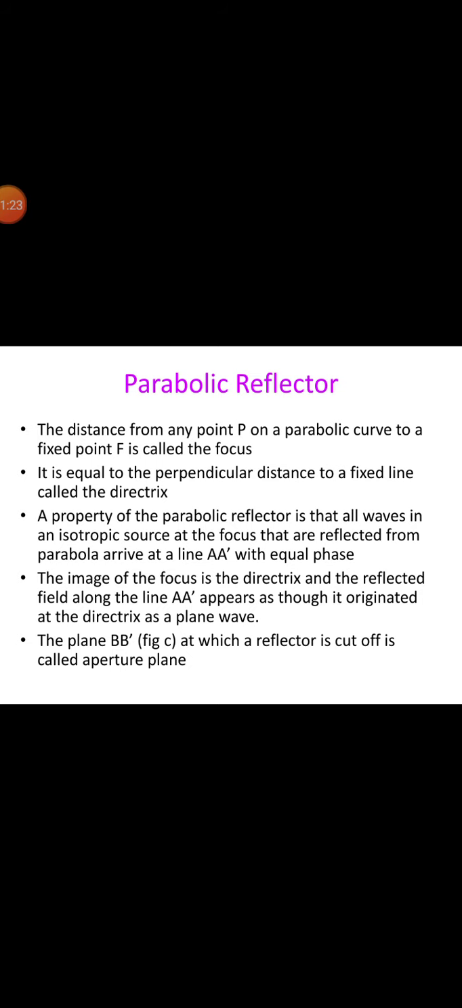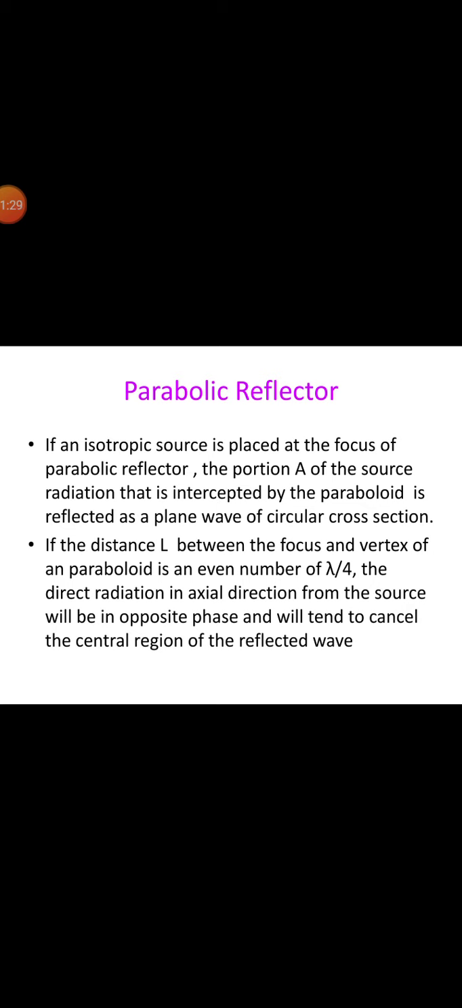The distance from any point P on a parabolic curve to a fixed point F is called the focus. If an isotropic source is placed at the focus of the parabolic reflector, the portion of the source radiation that is intercepted by the paraboloid is reflected as a plane wave of circular cross-section. So if the distance L between the focus and vertex of a paraboloid is an even number of lambda by 4, the direct radiation in the axial direction from the source will be in opposite phase and will tend to cancel the central region of the reflected wave.